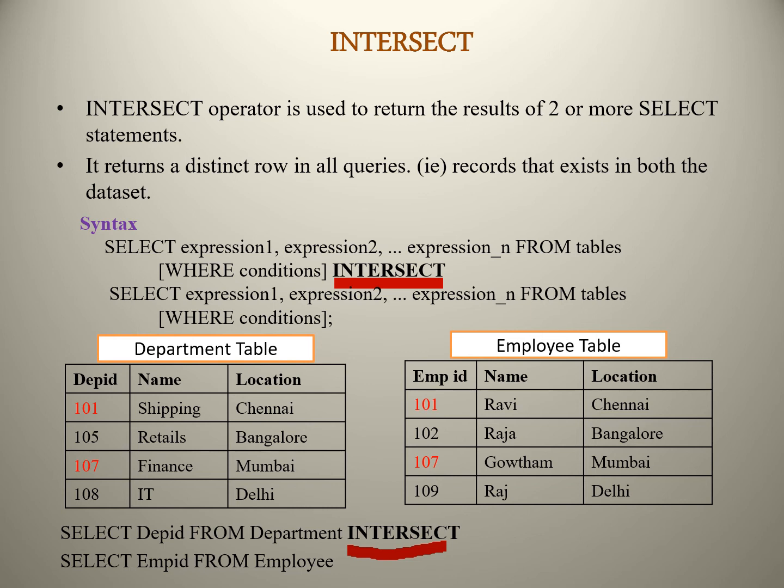It is not available, so it leaves this record. Then another one is 107. We check whether it is available in the employee table. Yes, it is available. So the second record, 107, is retrieved. The third record is 108. We search for 108 and it is not available. So only the common records from both tables are retrieved here.